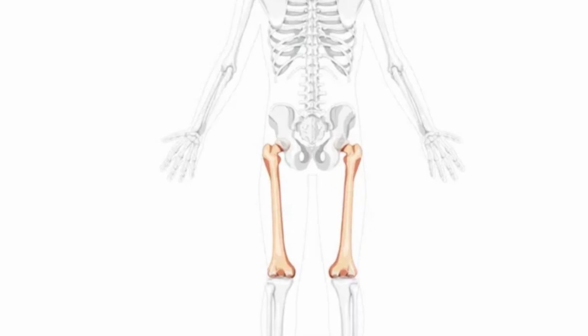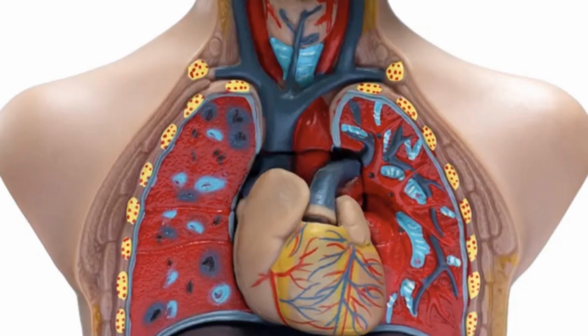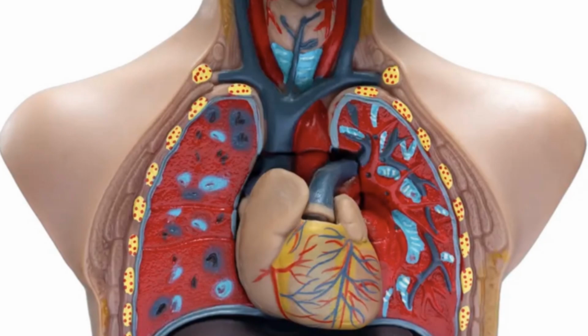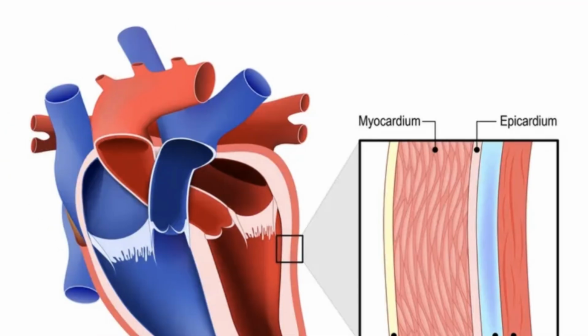Deep means away from the body's surface, more internal. Your bones, like the femur in your thigh, are deep to your muscles and skin. The heart is a deep organ, protected by the ribs and chest wall. The brain is deep inside the protective skull.